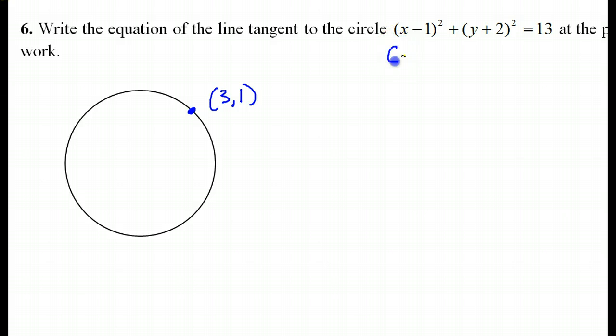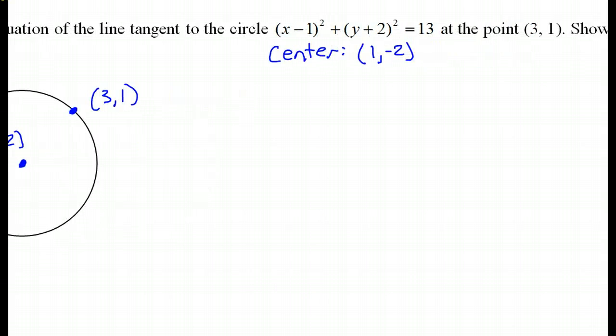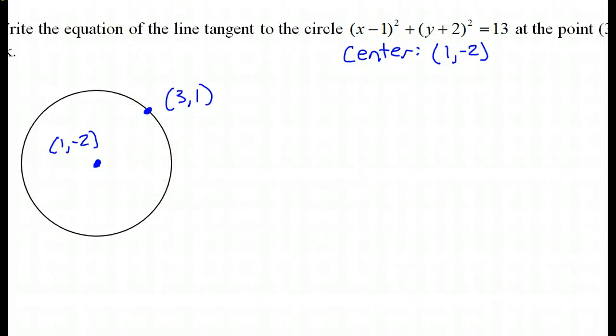We need to know the center of the circle. Based on this equation, we can know that the center is going to be 1 comma negative 2. So somewhere in here we're going to have the center, at 1 comma negative 2. And this is going to be the point of tangency. So my tangent line is going like this. There's my tangent line.